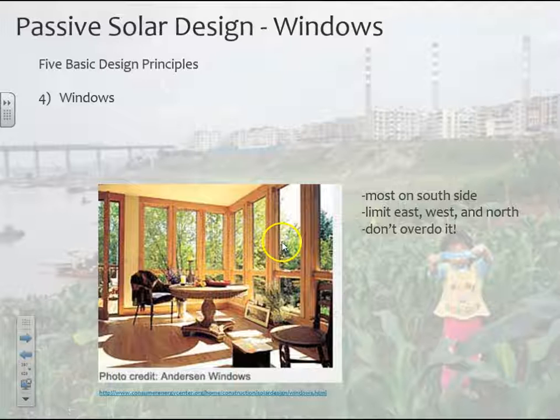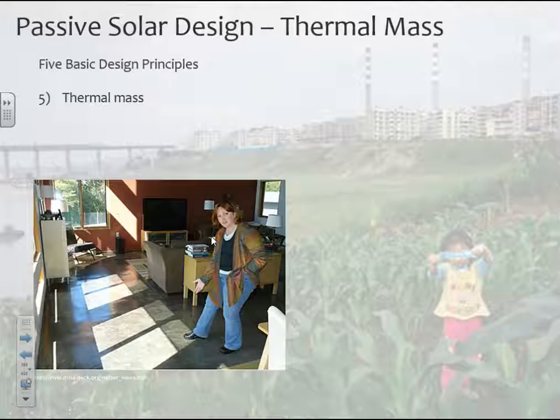But the real key here is you want to combine all these principles. You want to have a south-facing house with overhangs and shading, and then nice windows on the south side with insulation in the rest of the house.